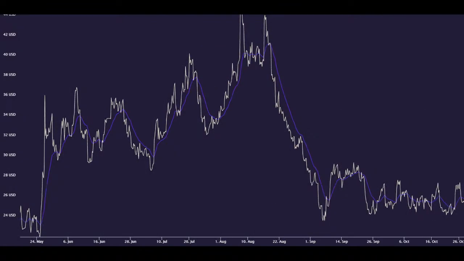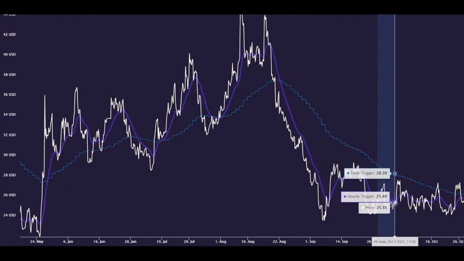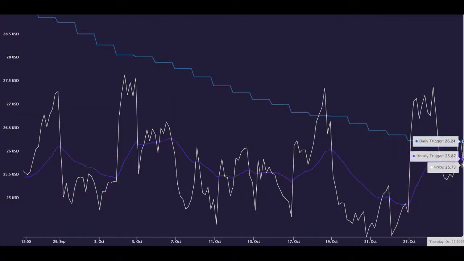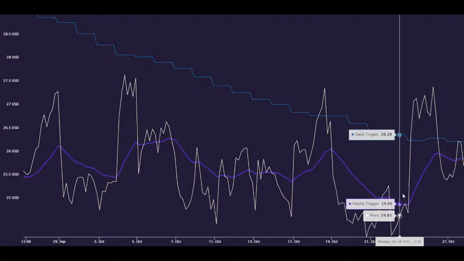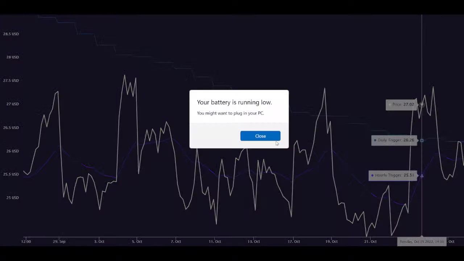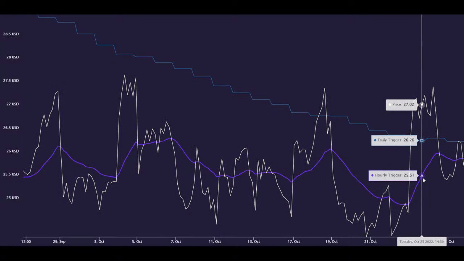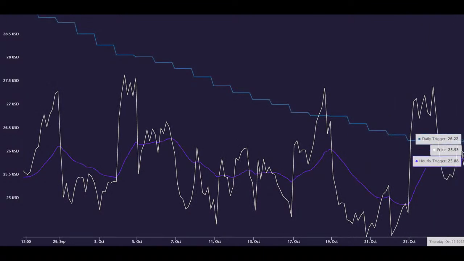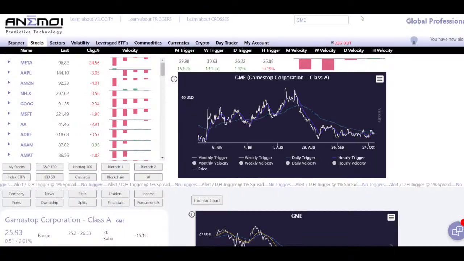So what we need to do is remain above the daily trigger, above 26.24, and then each hour see how here price is moving up and the hourly trigger is coming up as well. So we need to just remain over 26.22 for 4 or 5 hours for the hourly trigger to come up and cross. And once that happens, really, really bullish.